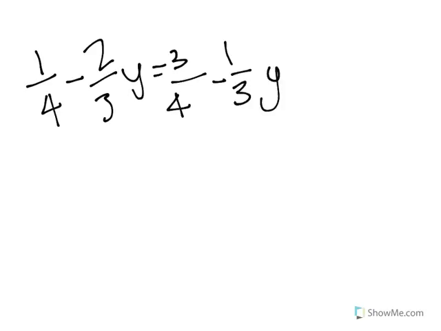Okay, so the first step is to find a common denominator. The common denominator of 3 and 4 is 12. Therefore, we must find what numbers we have to multiply the denominator by to make 12.